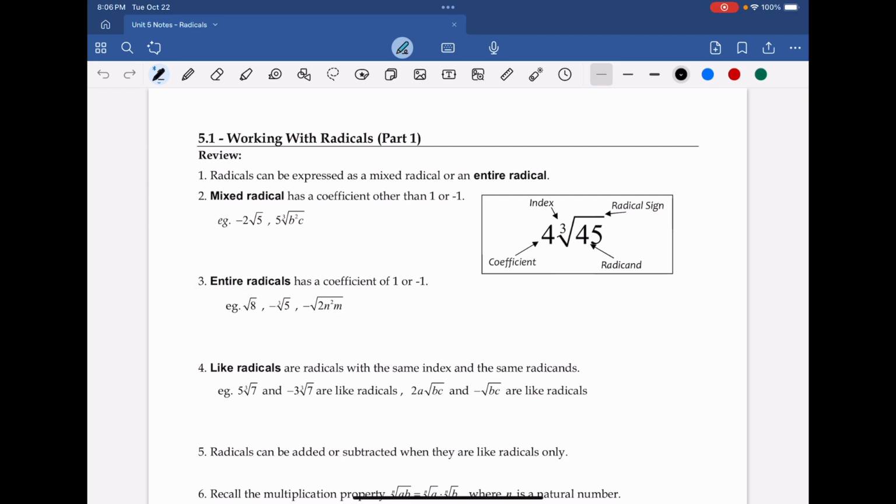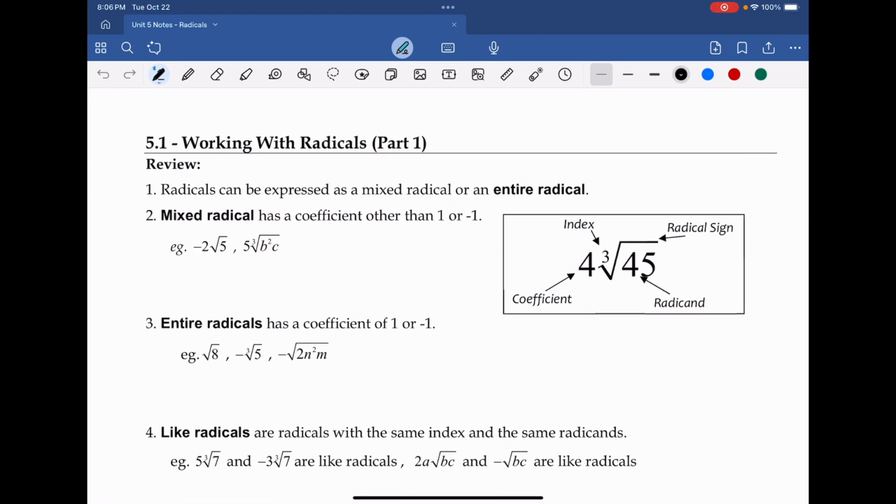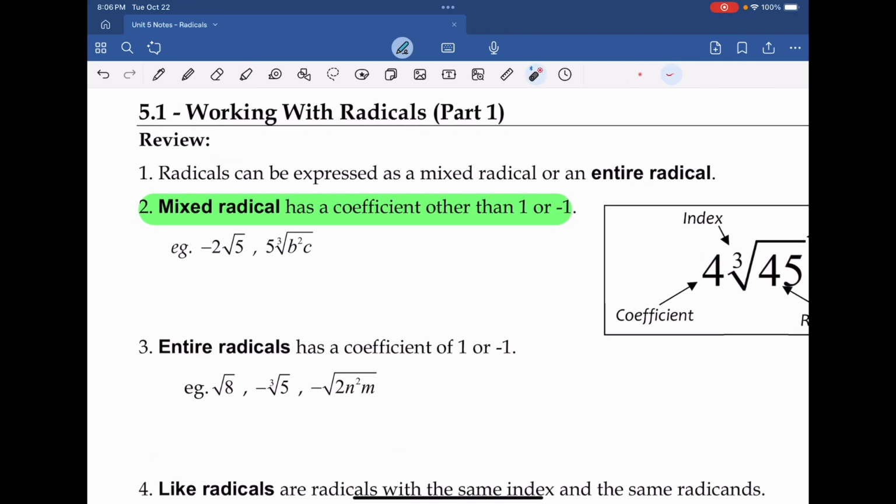Now, radicals can be expressed in two different forms. One expression of the radical can either be as a mixed radical, the other can be the entire radical. Now, we know mixed radicals will have some sort of outside number and some sort of inside number, which we call the radicand. For a couple examples, in the case of, let's say, negative 2 root 5 or even 5 cube root b squared c, you see that there is a mixture of an outside term, which is called our coefficient, and an inside term, which we call the radicand.